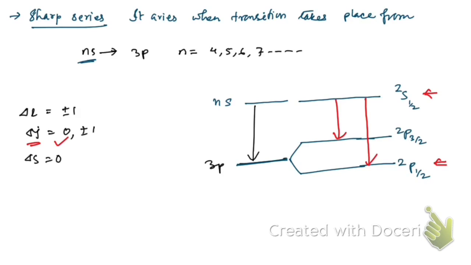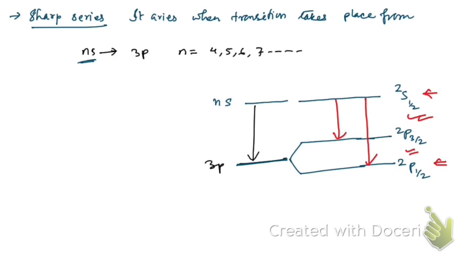Then in these two cases, this one and this one, half minus 3/2 is minus 1, which is also allowed, right? And ΔL is plus minus 1 here. For S, L is equal to 0, for P it is 1, so the difference is 1. That's why these two are the components of this transition. Okay, so hope you have understood this. So now let's move on to the next series.